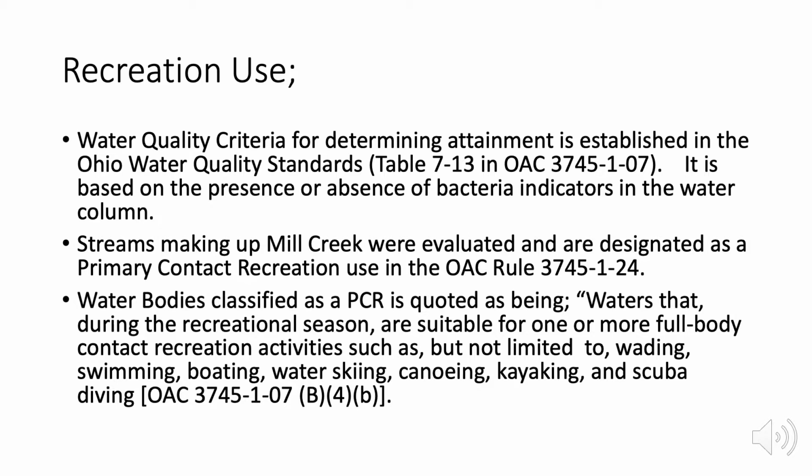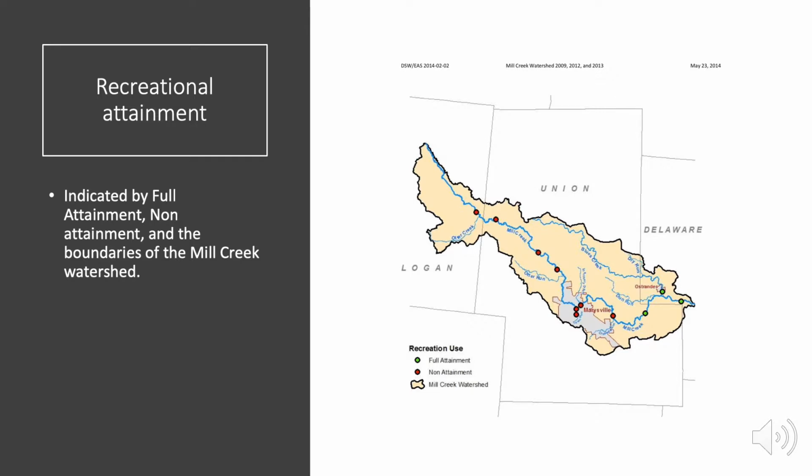Again, this area has occasional water skiing, but primarily it's going to be boating as far as canoeing, and the occasional swimmer for this area. Here is a map that was made utilizing GIS software that shows the full attainment, non-attainment, and the boundaries of the Mill Creek watershed.